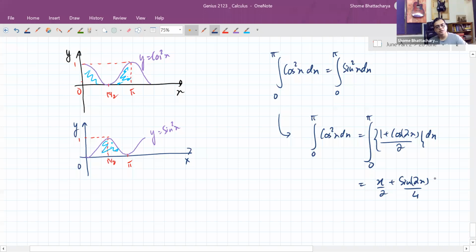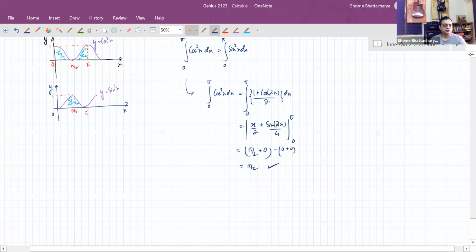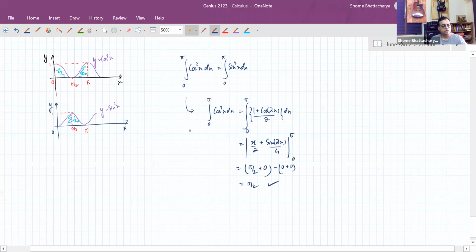So when we are putting limits, we need not write the constant in the indefinite integration because it will just cancel out. That just confirms what we are talking about. Okay. And likewise, to calculate the integral of cos square x from 0 to 2 pi, it will come out to be pi.